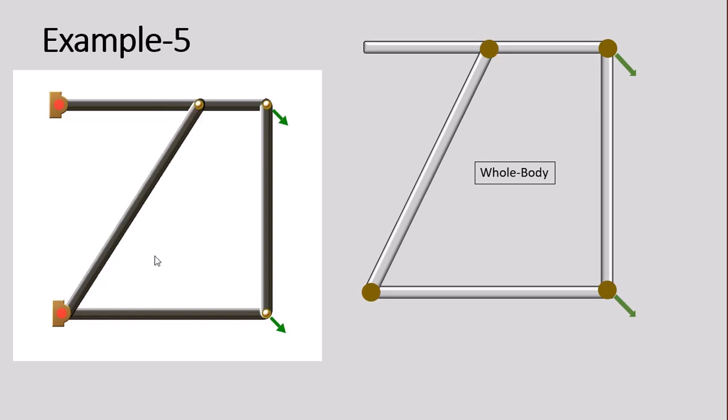A two-force member here, a two-force member here, a two-force member here, and a multi-force member here, load applied here and here. Let's put the support forces. Ax, Ay, top pin, Bx, By, bottom pin. So in the whole free body, we have four unknowns, but we can write only three equations. So no useful information is coming out of this whole free body diagram.